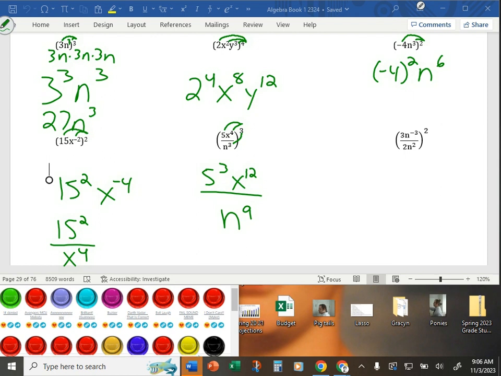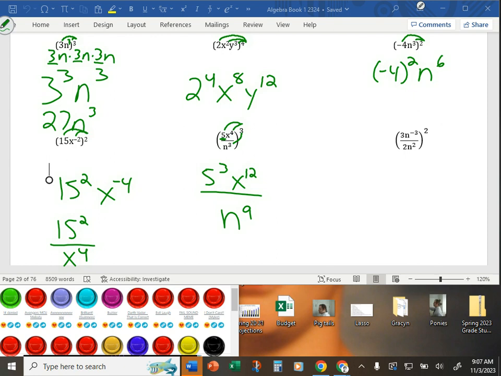Aiden, how'd you get 5 cubed? Because a coefficient base, a numerical base, it just takes on whatever power is on the outside. Like we saw here, right? That 3, the reason why it became 3 cubed is because in expanded form, 3n times 3n times 3n, we have 3 3's all being multiplied together.